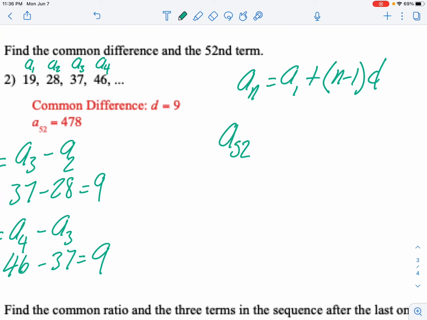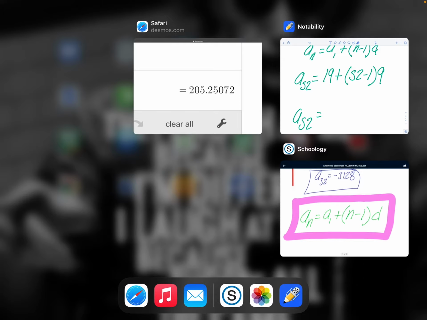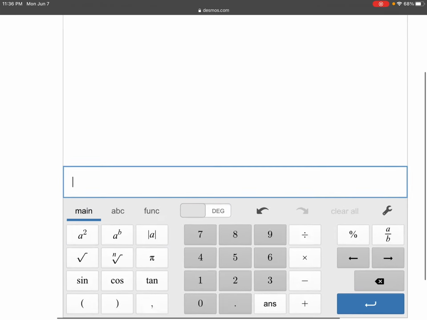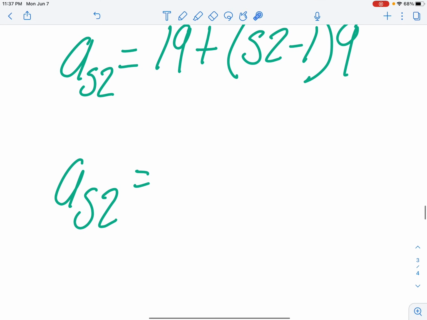So AN means A sub 52 because we're finding the 52nd term. The first term is 19, plus N, which is the same as this, so 52 goes right here, minus 1 times the common difference, which is 9. I am going to let the calculator do this work. 19 plus 52 minus 1 times 9. I get 478. That means the 52nd term in this sequence is 478.